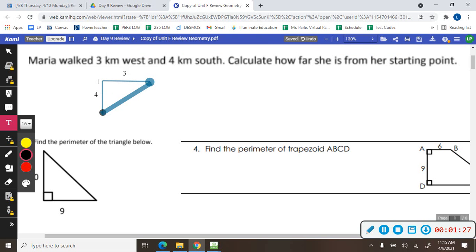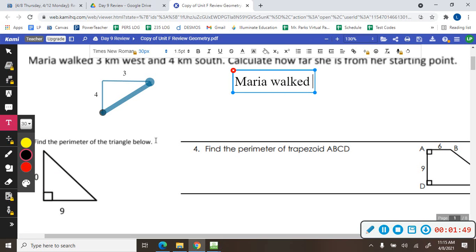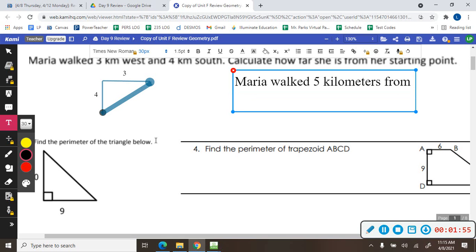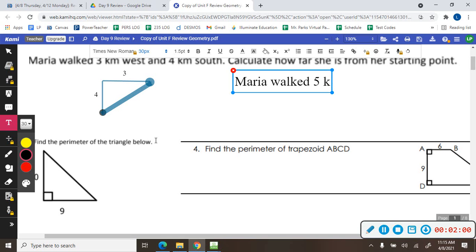Because she walked straight west, straight south, that's going to make 90 degrees, and then we can use the Pythagorean theorem, a squared plus b squared is c squared, to find the hypotenuse. Or you might recognize it's 3, 4, and then that'd be 5. So I'd say Maria walked 5 kilometers from, no, she didn't walk, she actually walked 8 kilometers, but Maria is 8 kilometers from her starting point.